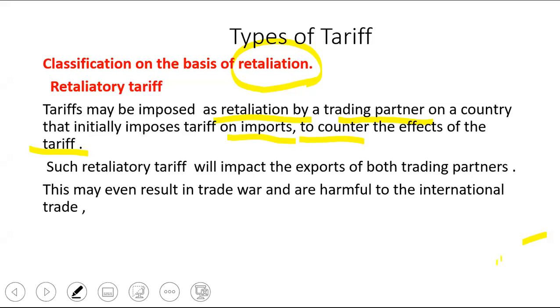Did you understand what is retaliatory tariff, children? Retaliation means opposing. I told you. So beginning में country क्या करेगा? अपने industry को protect करने के लिए they will increase the tariff. So when the tariff is high, import will be less. This is what they were looking for.